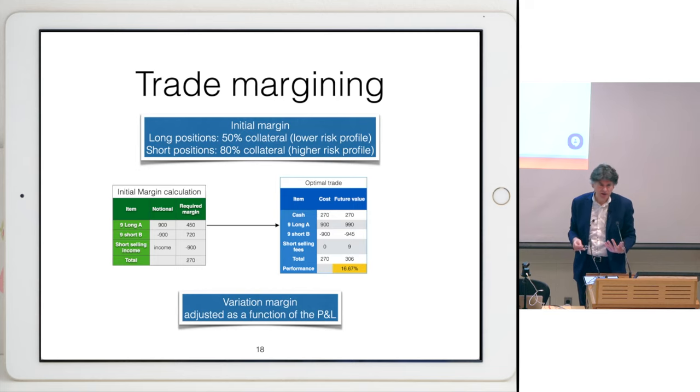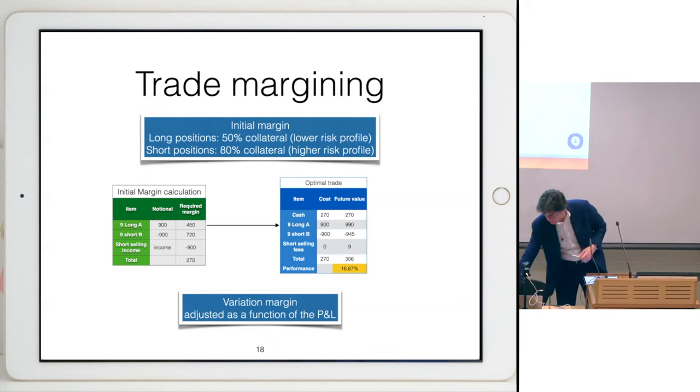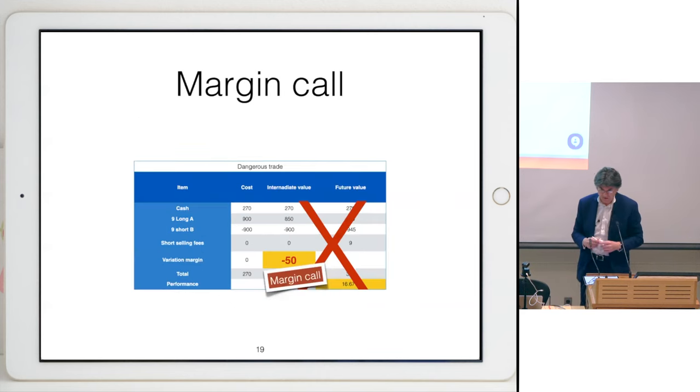In this case, the banks were not at risk. That was not the issue. But the thing is that I'm exaggerating, you know that, right? I tricked you into the 270 because I didn't show you that 270 is very risky. Any movement down will create a margin call, which is lethal if you have a position like this, because you have to start to unwind.